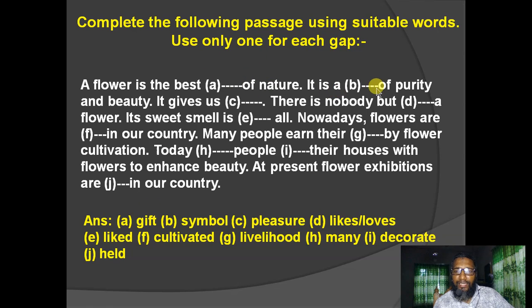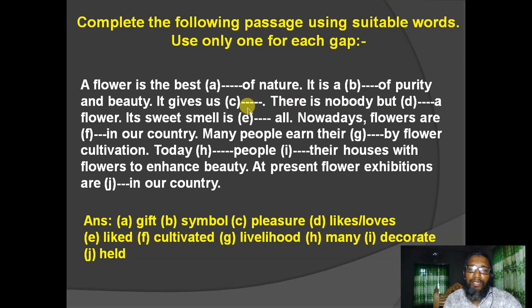It is a dash of purity. It is a symbol, and a is an article. So generally we use an article before a noun, before a countable noun. And also here symbol is a noun. It is a symbol of purity and beauty. It gives us pleasure. It gives us pleasure.